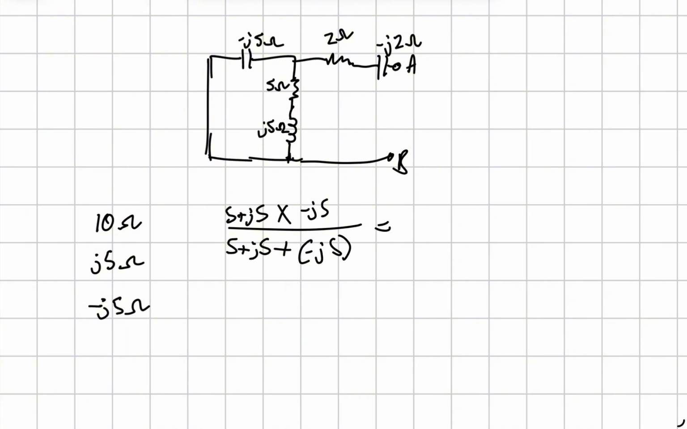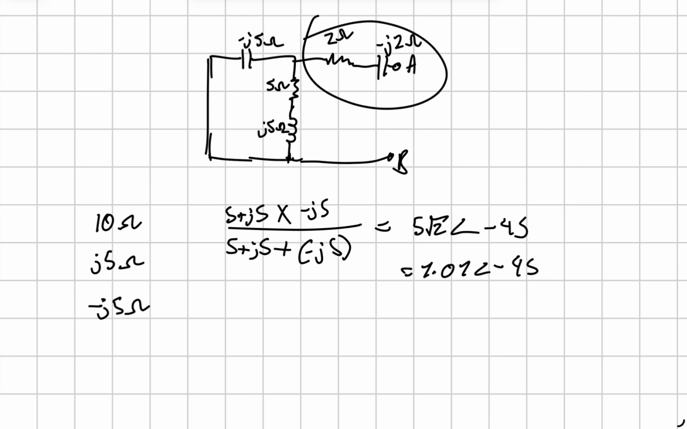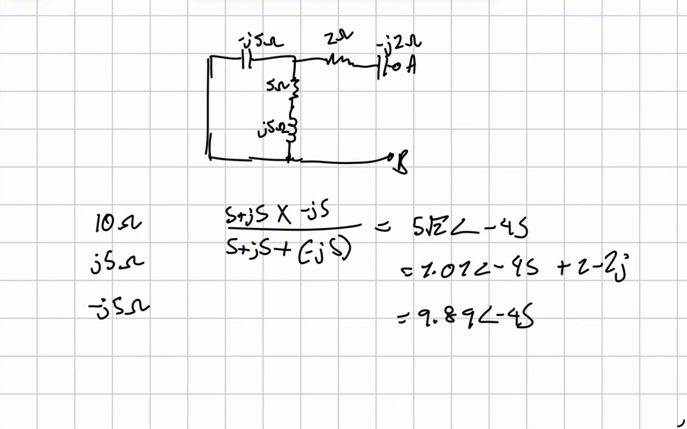You put that in the calculator, you would get about 5 root 2 at minus 45. You can simplify that to decimals to 7.07 at minus 45, and then you'd add this bit, which would be plus the 2 minus 2j, and that would equal 9.89 at minus 45. Remember, check your working, put it in the calculator. Don't make any mistakes, because it will mess you up later on.